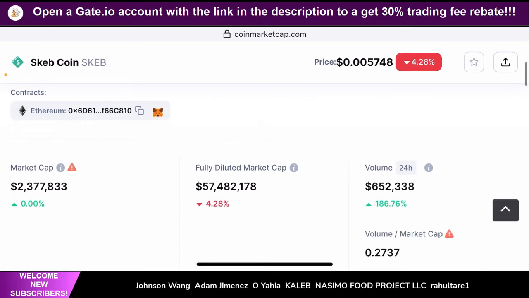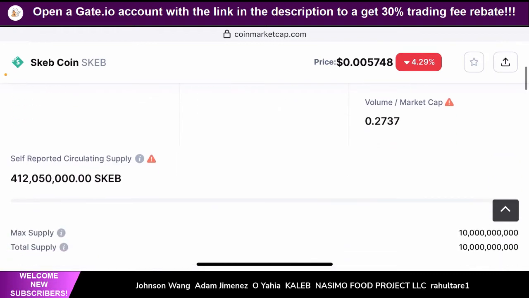So despite the fact that the market cap is low, the trading volume is quite good. In fact, the trading volume has increased about 186% in the past 24 hours itself, and it seems like the volume has increased, but the price has dumped, which means a lot of people are dumping this token, right? And the trading volume is at the recent range of $652,000 in the past 24 hours, so that's pretty good, right?